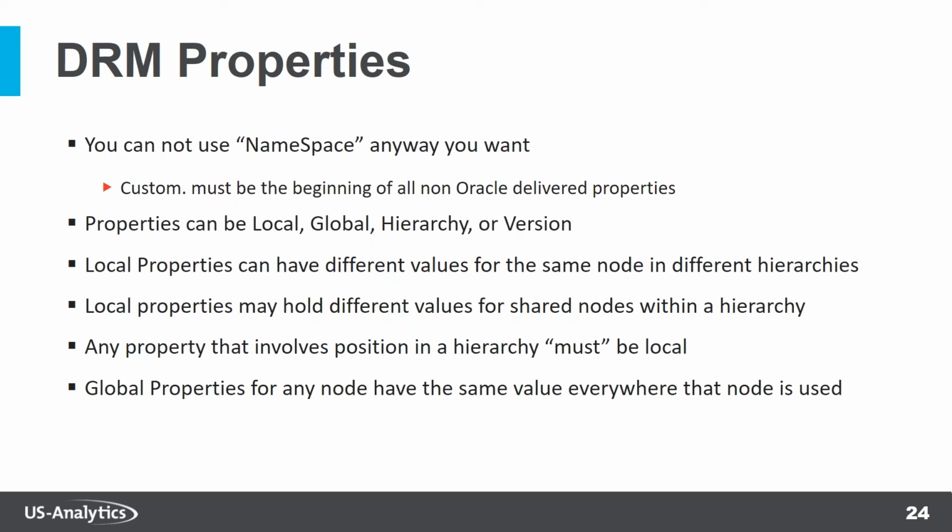Properties can be global, local, they can be at a node level, they can be at a hierarchy level, they can be at a version level, and you can inherit from all of those. So you can set properties at a version level that control everything down to the member node. Same thing from a hierarchy, down below as well, and so on and so forth. Inheritance is a very powerful part of DRM. Setting defaults is a very powerful part of DRM.